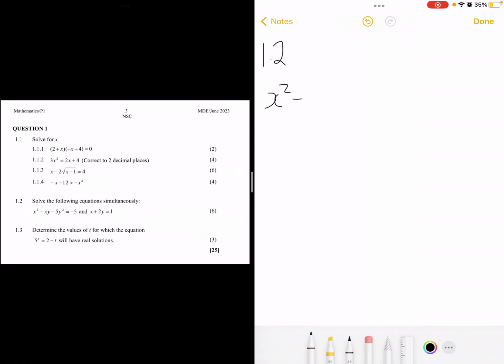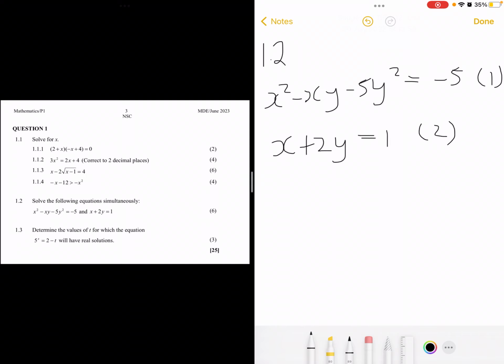x squared minus xy minus 5y squared equals to negative 5, and we'd like to label the first equation being the one that you're given on your left hand side. So this will be equation 1, and the second equation is x plus 2y equals to 1, and that will be our second equation. Now since you want to solve simultaneously, in equation 1 you are having two variables, which is x and y, and those two variables are having the second order, which means they are squares.